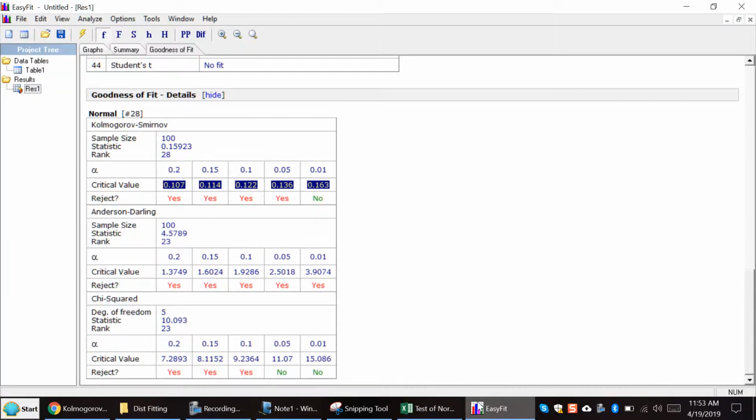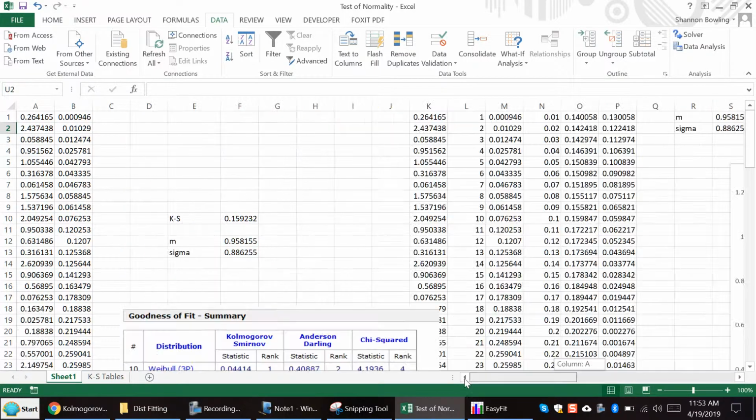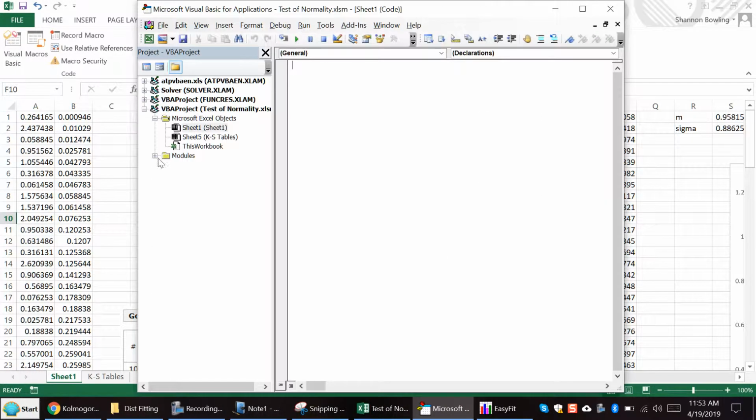0.15923. So if I go to Easy Fit, what do I see? 0.15923. That's all there is to it. I mean, that's it. Now what I did is I created my own function that does the KS test. So I just call it norm test. So it fits to see only if a normal distribution fits. And it's really super simple. This is all there is to it.